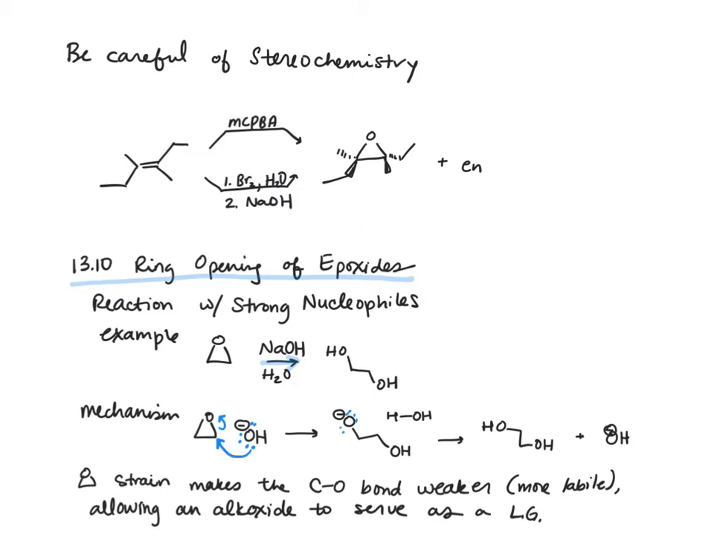This is in equilibrium with the water that's present. Protonation gives the neutral diol plus hydroxide. Here we have another instance where an alkoxide is a leaving group, and we discussed this in the reaction of Grignard reagents with esters and reducing agents, lithium aluminum hydride with esters. And in this case, we have an alkoxide leaving group, even though it's not a good leaving group, because the bonds are so strained in the epoxide that the carbon-oxygen bonds are weaker, and that allows for the alkoxide to form.